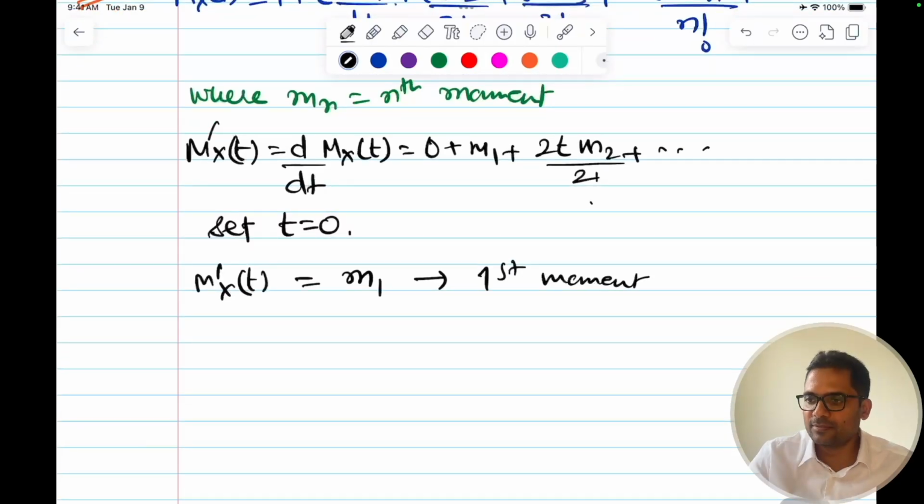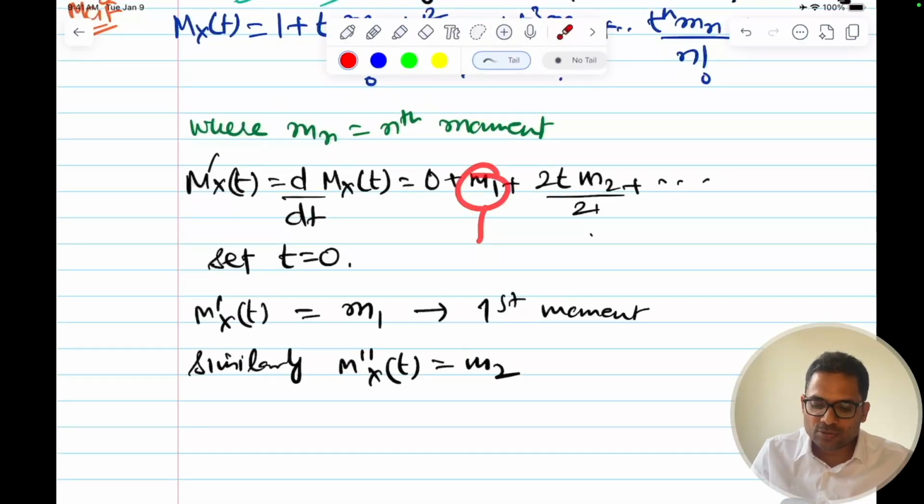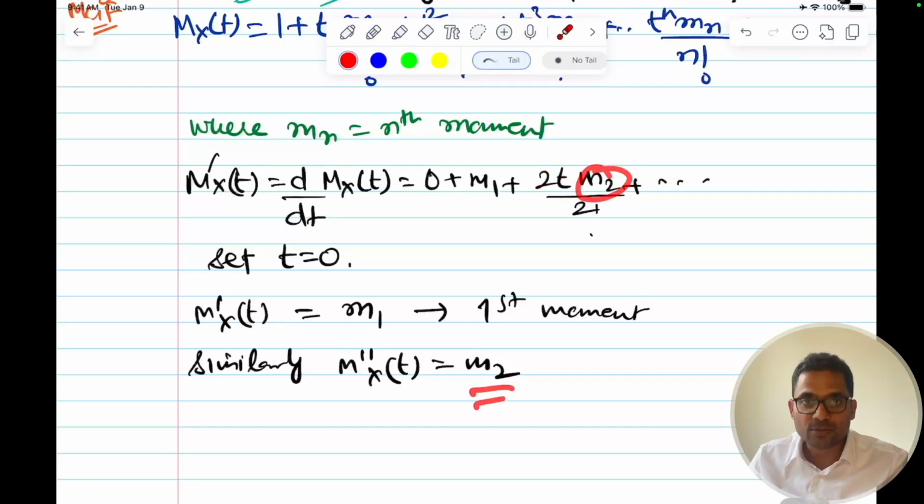Similarly, M double dash x of 0 will give me m2, because again this constant has no t term. This is 0, this is 0. These two terms go, and the t will also go on differentiating, so the 2 will remain. Only m2 will hold, and the rest of the terms have t in them. We set t equal to 0, so these are gone. So my second moment will remain. So this is my m2, and so on. You can just keep on going.